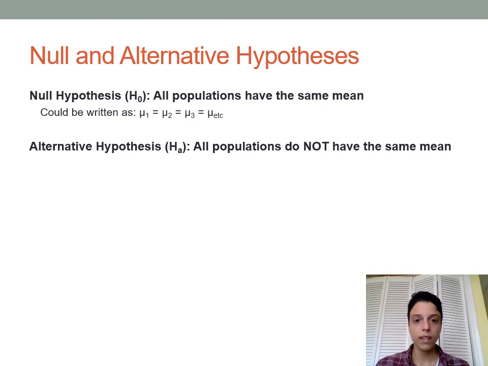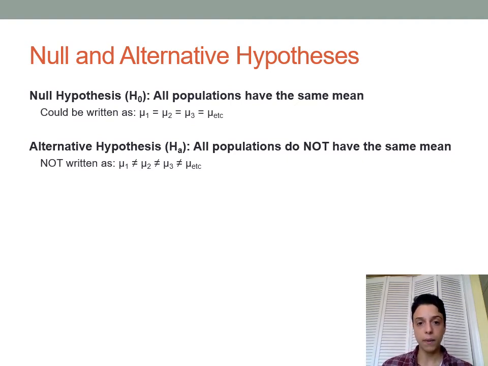One thing to look out for, though, that people always do, so I'm going to warn you not to do it: do not write this hypothesis as the mean for 1 is not equal to the mean for 2, which is not equal to the mean for 3, which is not equal to the mean for however many groups you have.